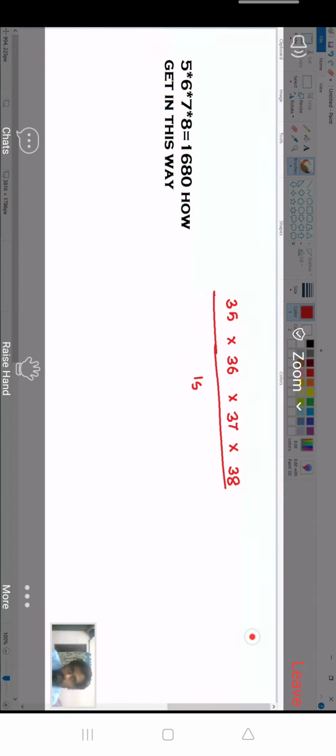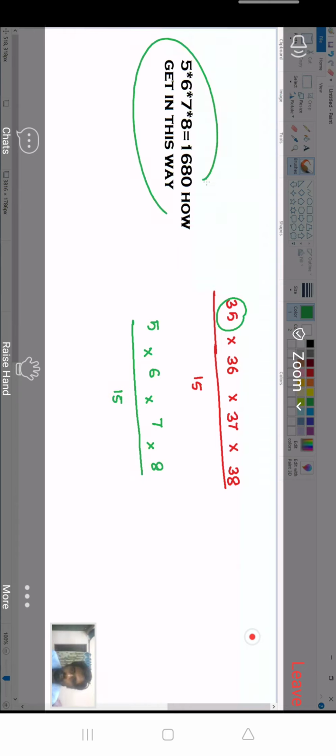What is the remainder is the question. What is the first step? 35 by 15, what's the remainder? 5. 36 by 15, 6, 7, 8. So what is the product of these numbers? The product of these numbers is to be divided by 15. One of the students found the product of these numbers. What is the result? 1680. This you have to divide with 15. Then it will be a little time consuming for you. Even if you check, 15 ones are 15, no change in your answer. Only time you can save.